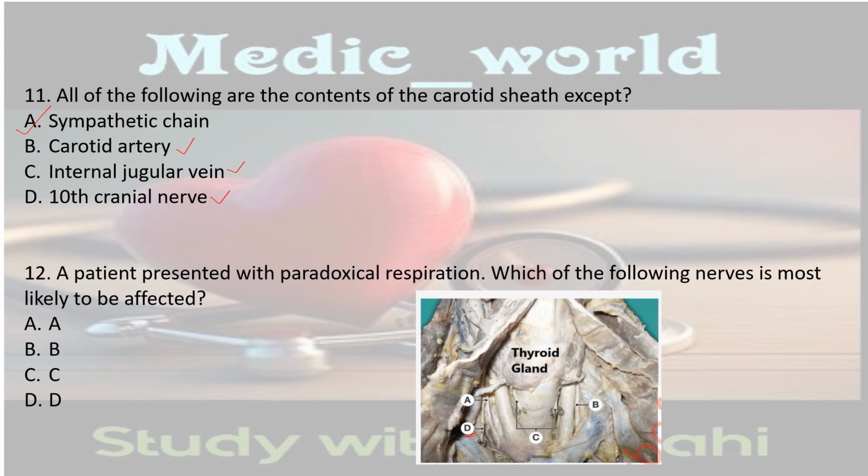A is the right vagus nerve. B is the left vagus nerve. C is the recurrent laryngeal nerve. And D is the right phrenic nerve. So the answer is option D.